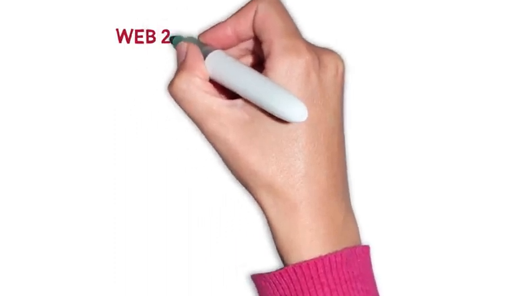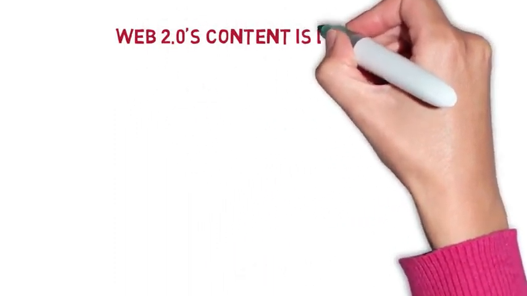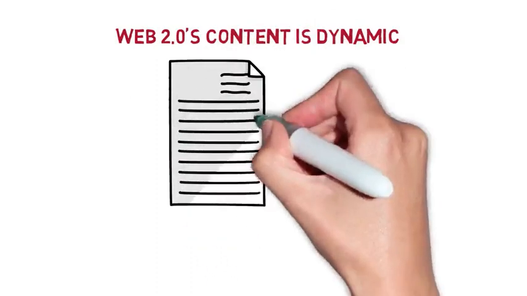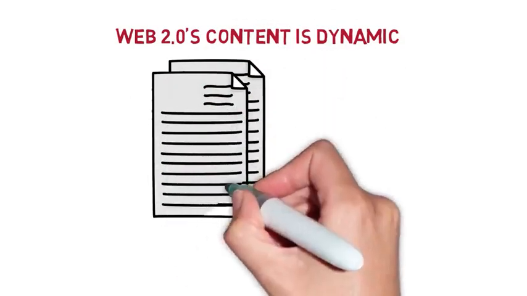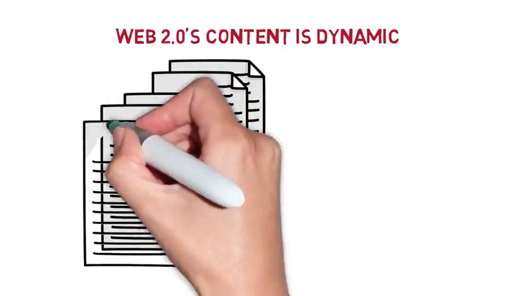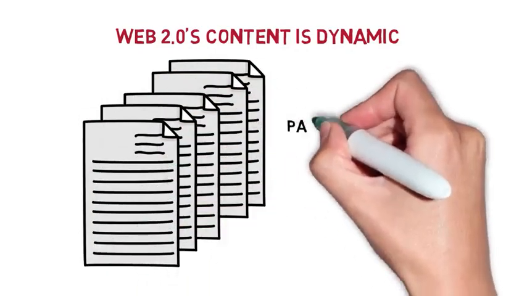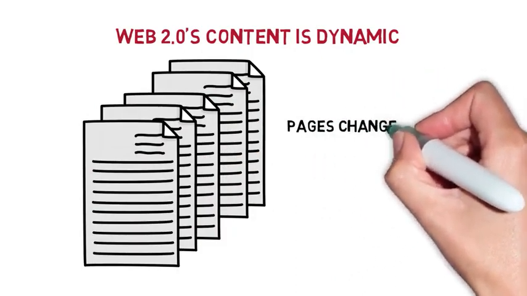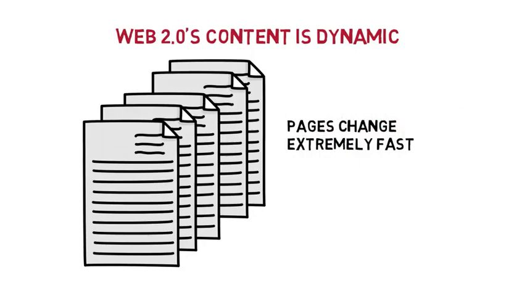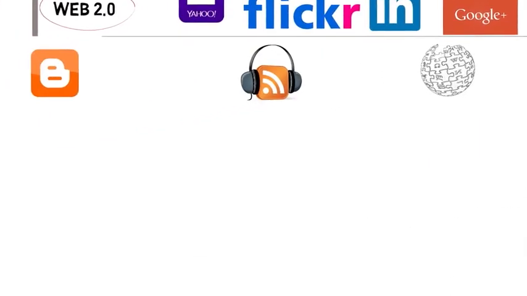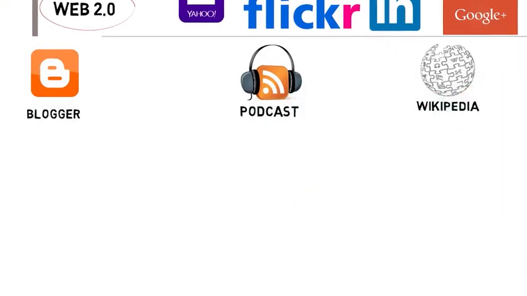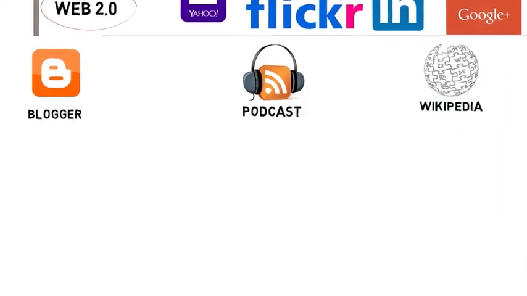Another difference between Web 1.0 and Web 2.0 is the dynamic content. In Web 1.0, once pages were uploaded to a web server for others to view, they seldom changed. In Web 2.0, information is very dynamic, and pages change extremely fast, sometimes even while you're viewing them. Blogs, podcasts, and wikis are examples of Web 2.0 content creation tools.